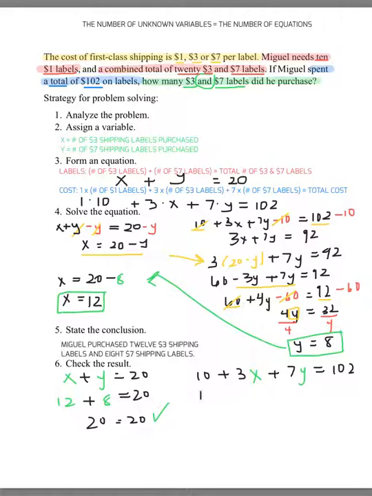And once we plug in the corresponding values for x and y, we know that x is equal to 12 and y is equal to 8. So then this gives us that 10 plus 36 plus 56 is hopefully equal to 102. It actually is indeed once you do the math. So we end up with another true statement, and our solutions are correct.